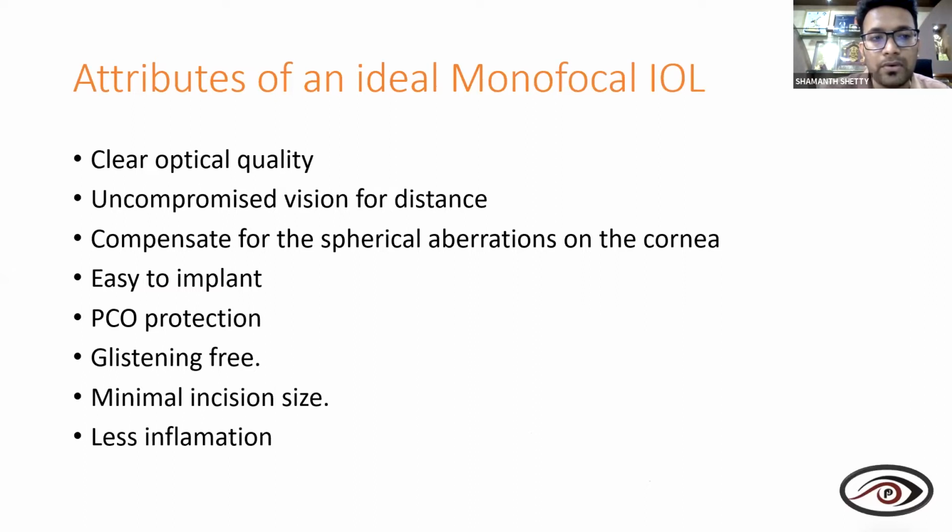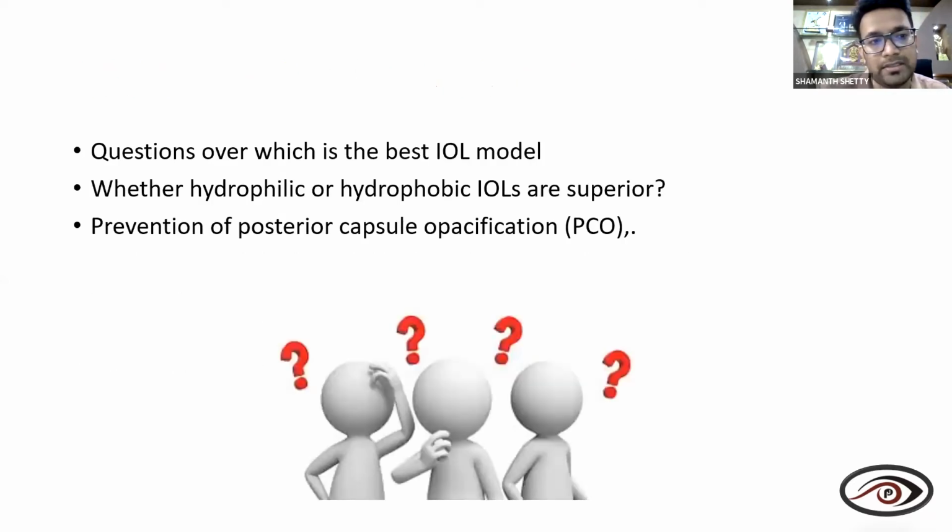Basically, an ideal monofocal should give you clear optical quality and uncompromised vision for distance. It should be easy to implant, with PCO protection, glistening free, a smaller incision size for implantation, and less inflammation after implantation. Still, we ponder over which is the best IOL model in the market, whether we should go for hydrophilic or hydrophobic ones, and how we prevent the rest of the problems like PCO.